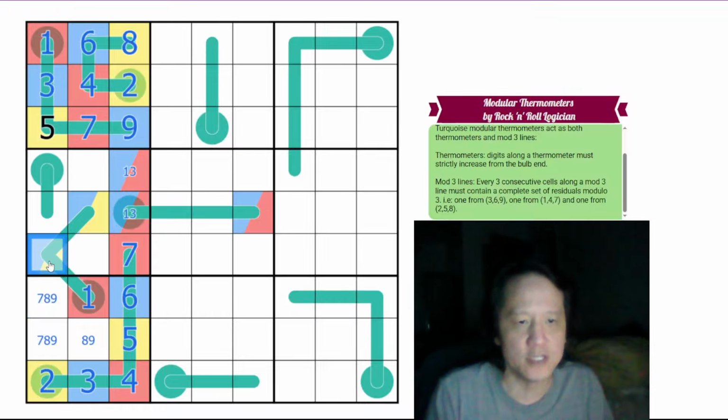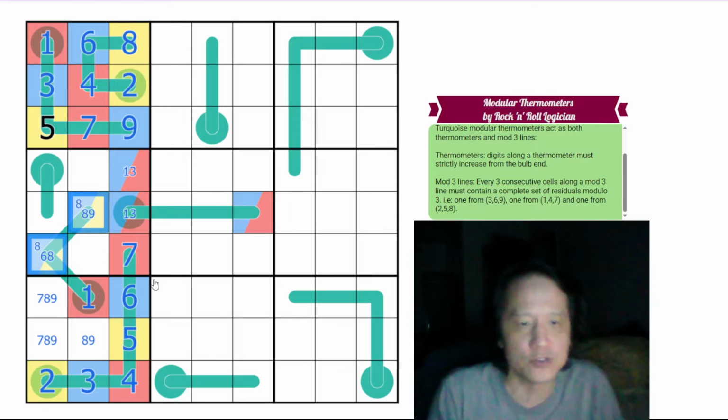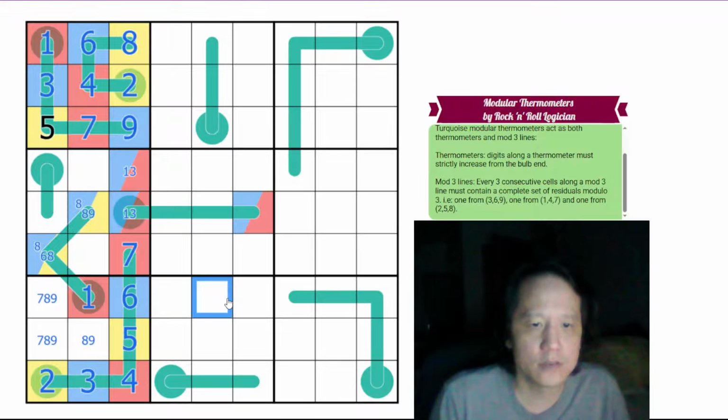If this was yellow, this would have to be 8, which would force this to be a 9, which is possible. If this is not yellow, it would have to be 6, because it could not be 9, because it would have a digit higher than it. So this would be 6 and 8. Either way, 8 has to be one of those two digits. We're not sure which. Okay.